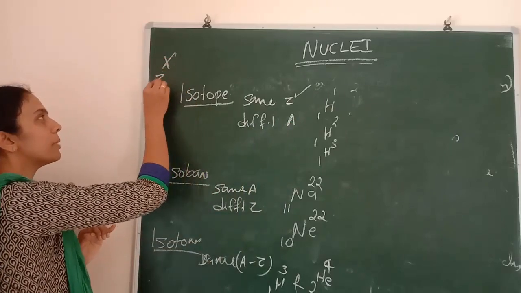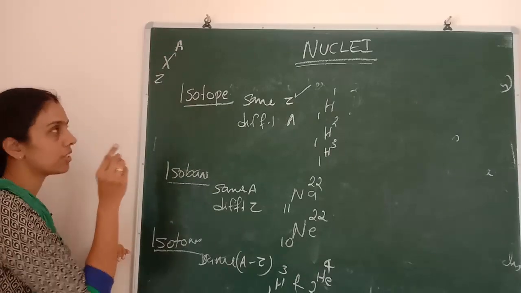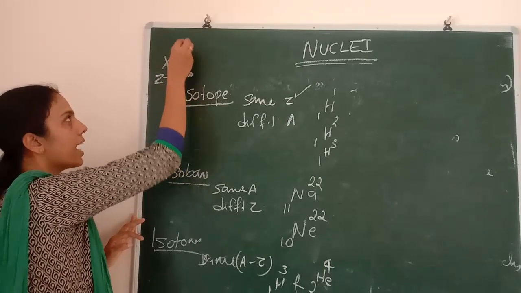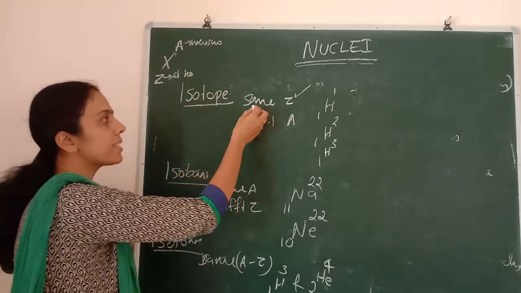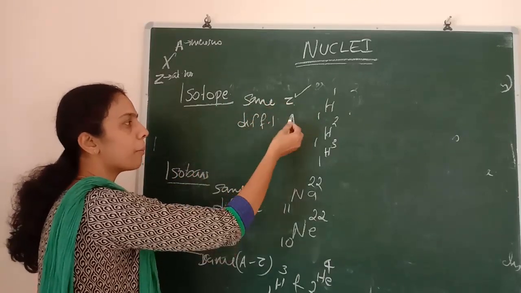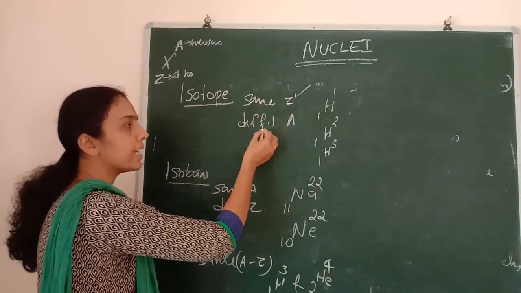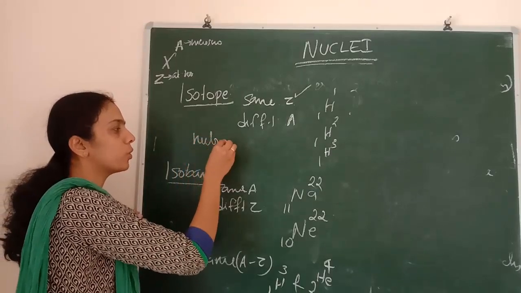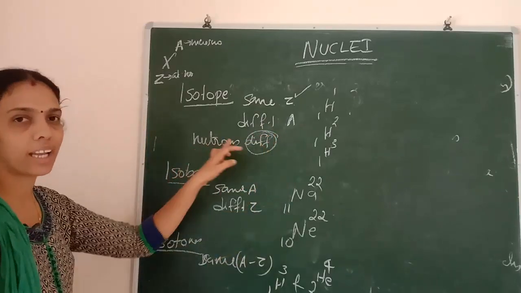I told you how we represent an atom, X with Z and A. Z is the atomic number and A is the mass number. In isotopes we see the same atomic number but different mass number. That means Z is the same, A is different. So what will be different over there? Yes, the number of neutrons will be different in isotopes.